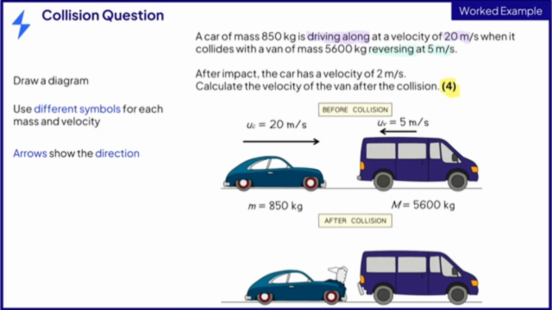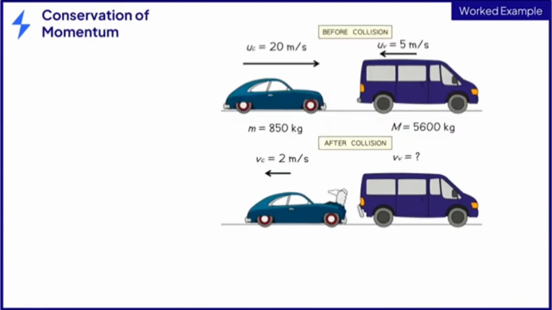After impact, the car must travel backwards because the van was reversing. The car has a final velocity of 2 meters per second. We have got to find the final velocity of the van, so let's add that into the diagram too. It is very important to add all the information to your diagram carefully.